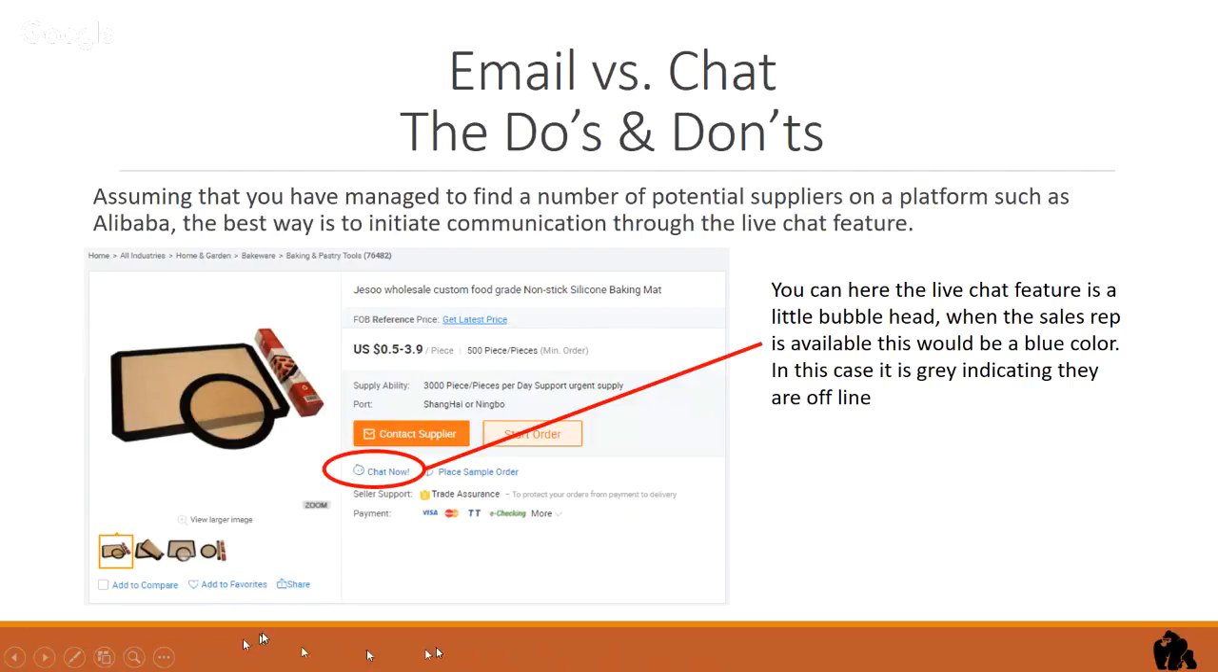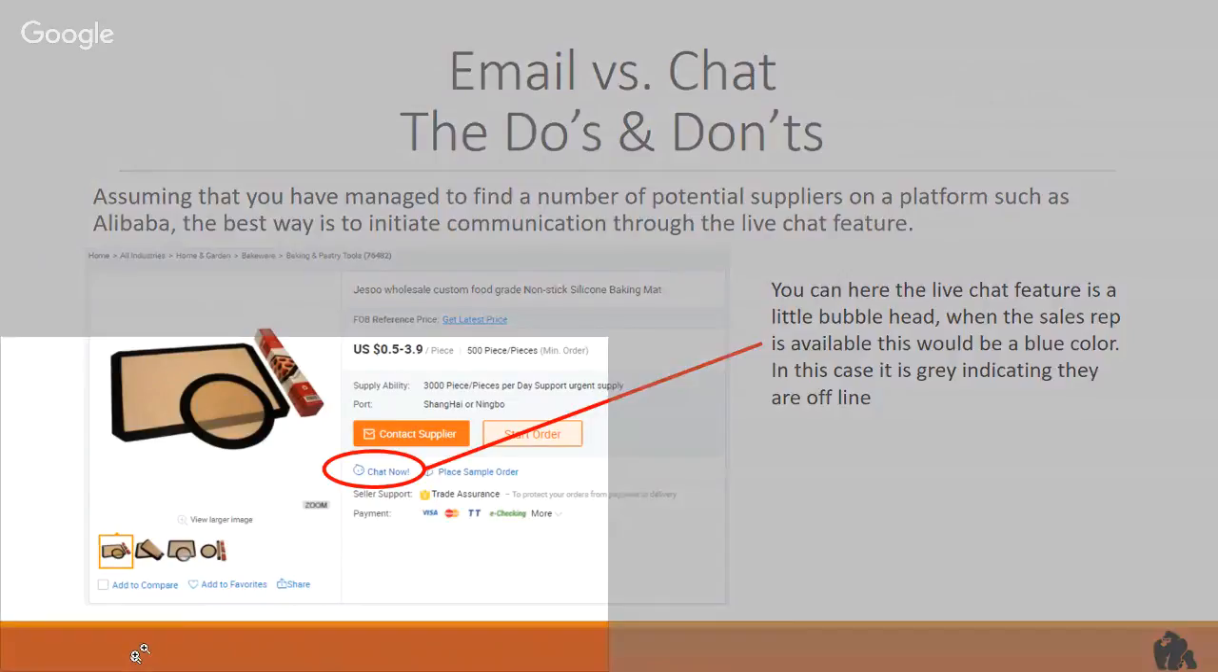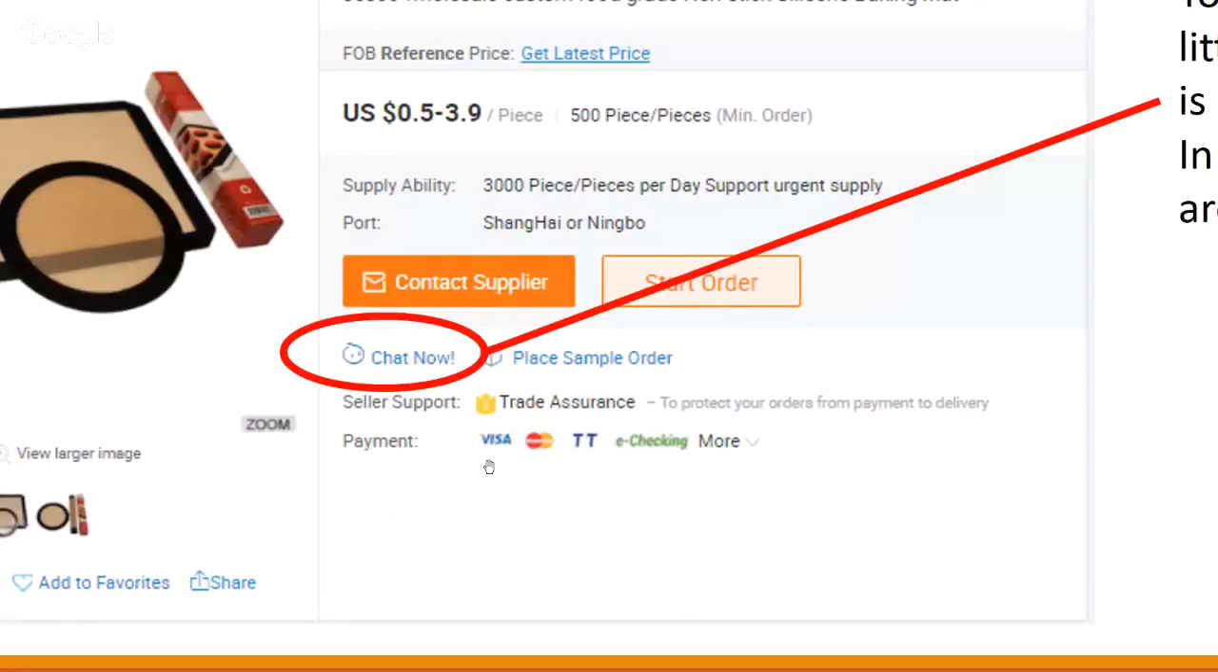Now you can see down there, you've got a little blue bubble with a head on it. It just says chat now. Let me just zoom in so you can see that, just to make sure. I've circled it, so it's pretty obvious. Now, in order to chat now, you need to be signed into the Alibaba platform, which is not a problem because this is a free platform to sign up to. So there's no cost involved. You just need to set yourself up in an account. So once you have that account, it's very, very easy to start communicating with these potential suppliers.